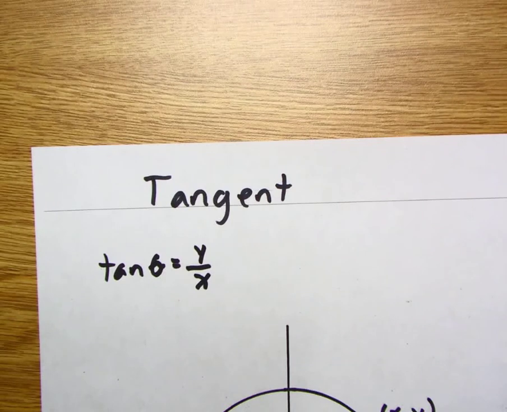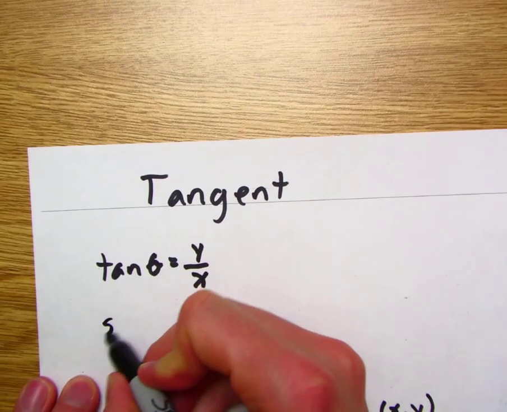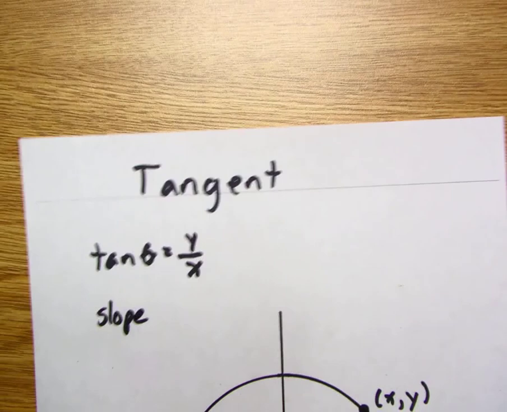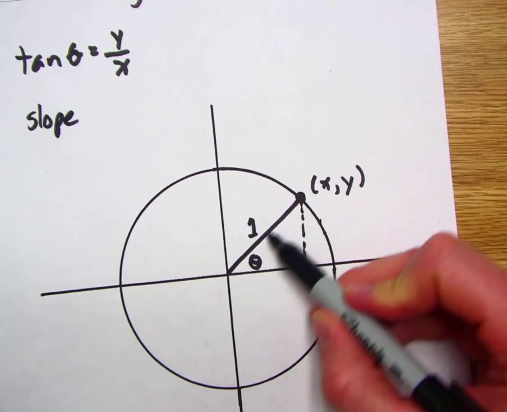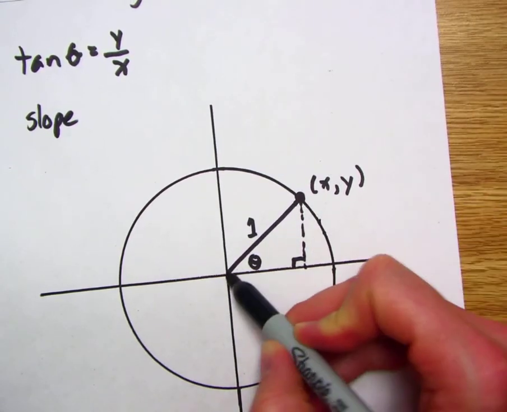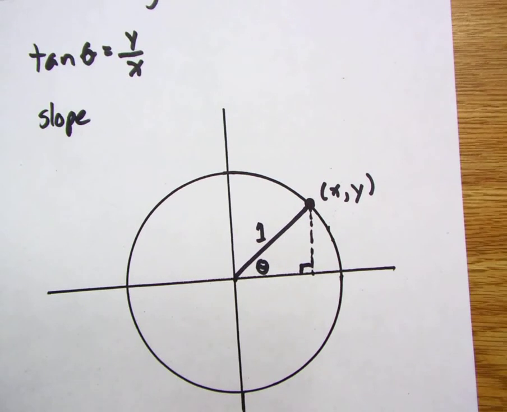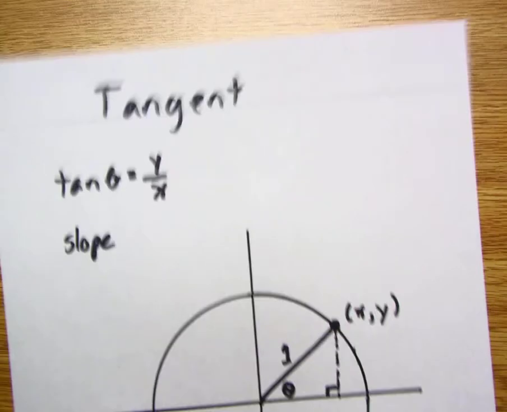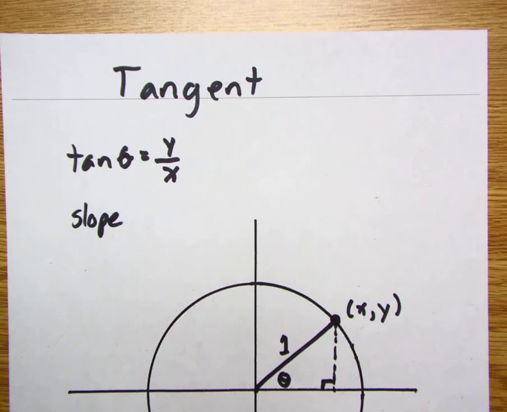I want you to just take a look at that. Think about it for a second. What does y over x kind of look like that we've done before? Right, your answer should be that y over x looks a lot like slope. And that's pretty much exactly what's going on here. Tangent is the slope of the line connecting the origin to the point that you are on the unit circle. So as we roll through this, we want to keep in mind that tangent is representing slope.